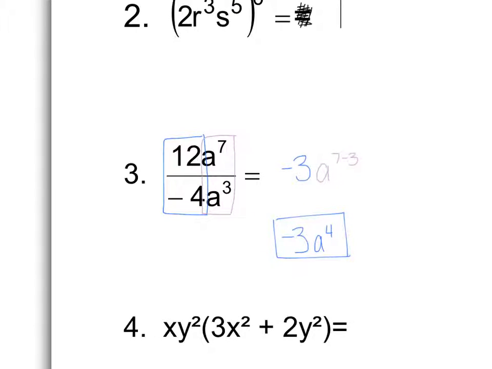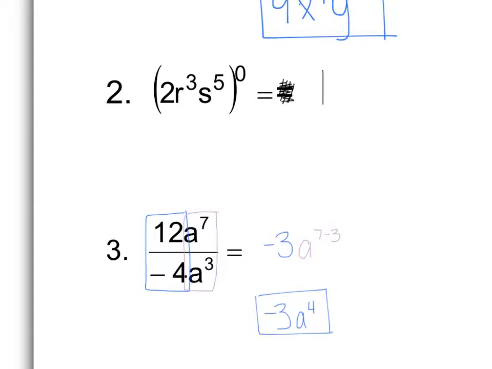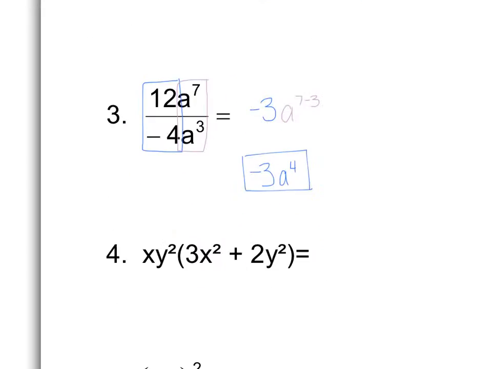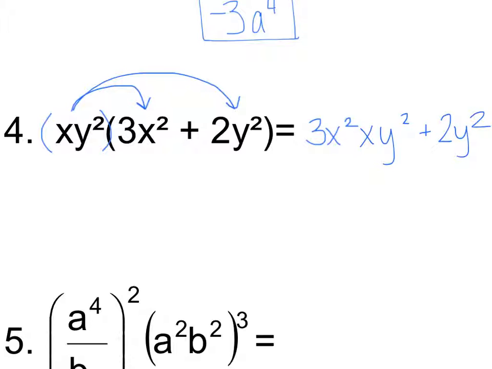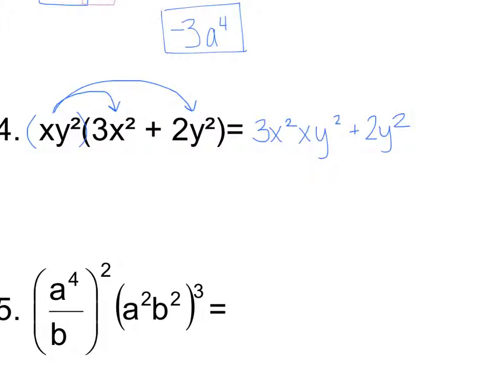That was law, let's see, what was that, 2? Yeah, law 2. All right, let's go to number 4 here, getting a little more complicated. We need to distribute this entire part of the equation to the 2 terms in the back. So I'm going to write 3x squared, got that from right here, and now what we multiplied it by, xy squared, plus 2y squared from right here, and then by what we multiplied it by, xy squared.